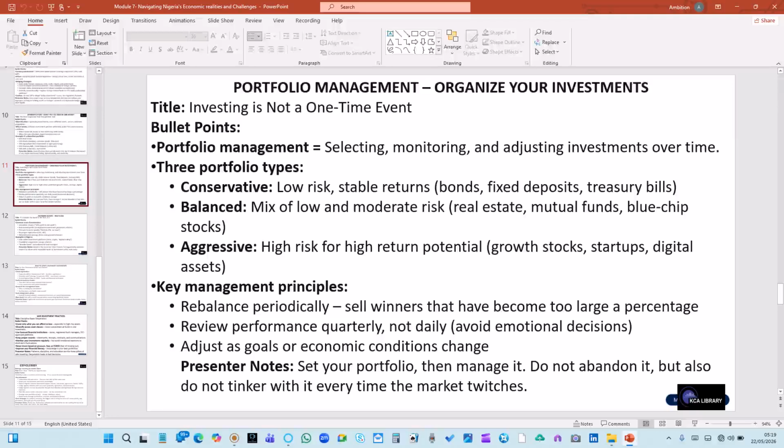Then we have aggressive, which is characterized by high risk for high return potentials. Now, the key management principles include rebalancing periodically, that is, sell winners that have become too large a percentage. Another principle involves reviewing performance quarterly, not daily.